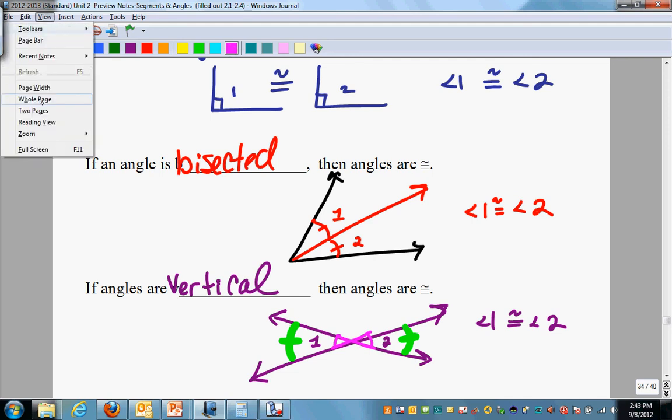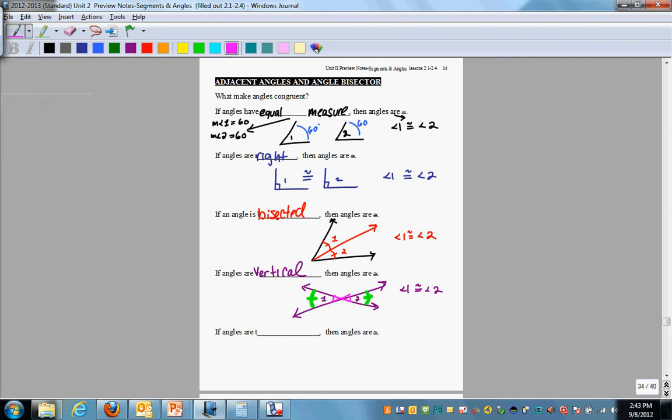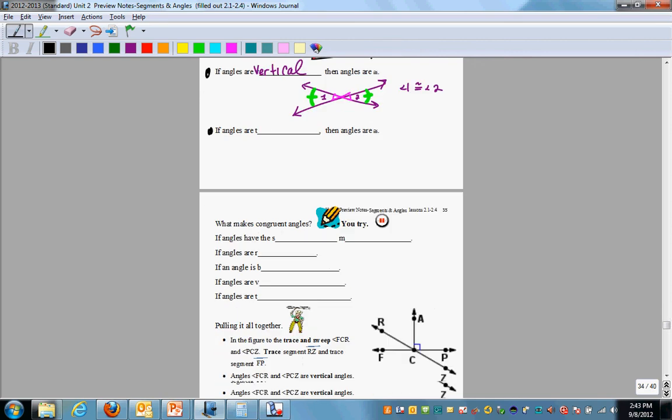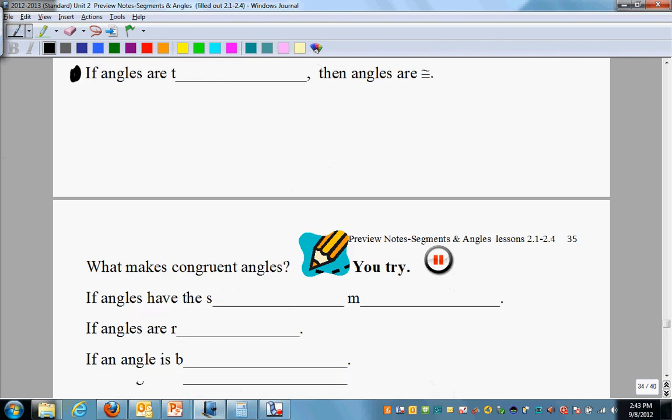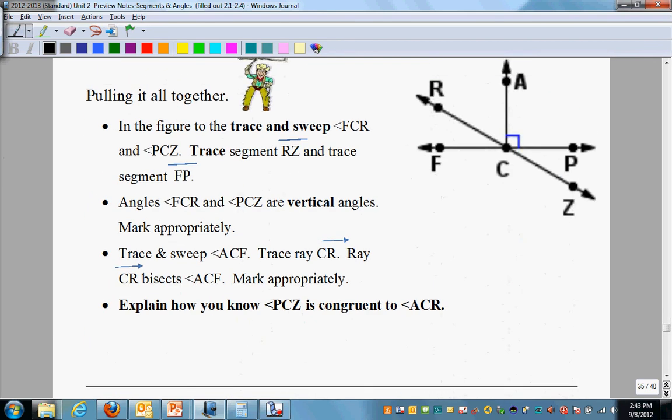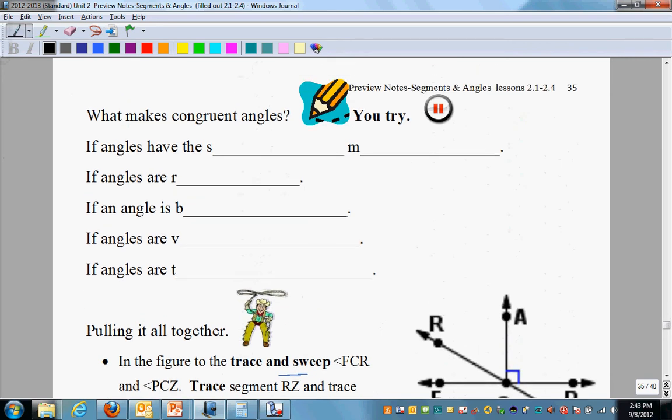So take a look. Your goal is to memorize this page in the next 20 seconds. What are the 5 ways angles can be equal? Try to memorize that. All right, you try. Hit pause and try to write out, without flipping back, those 5 ways angles can be congruent.